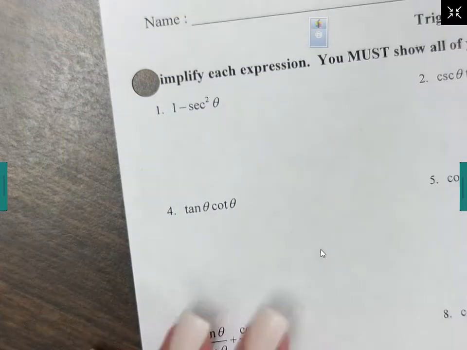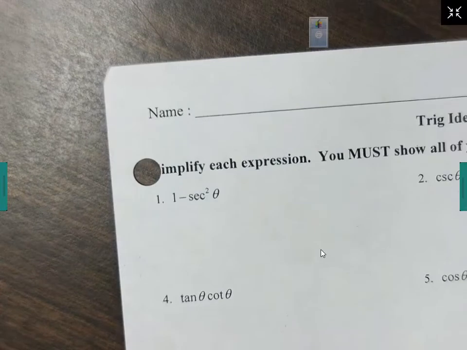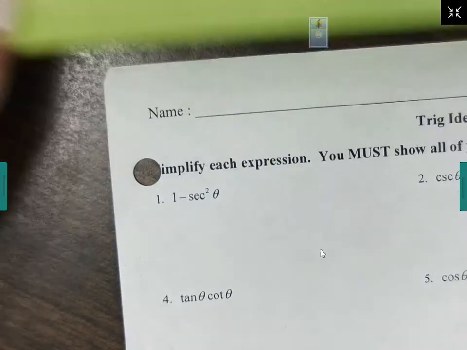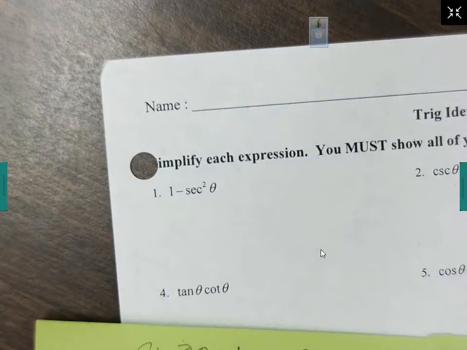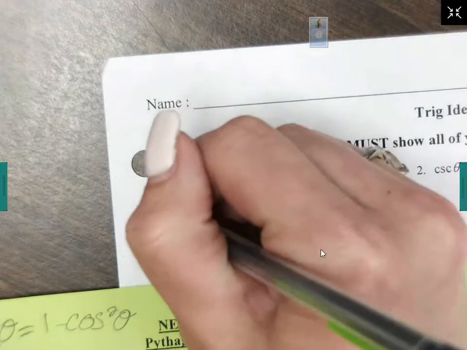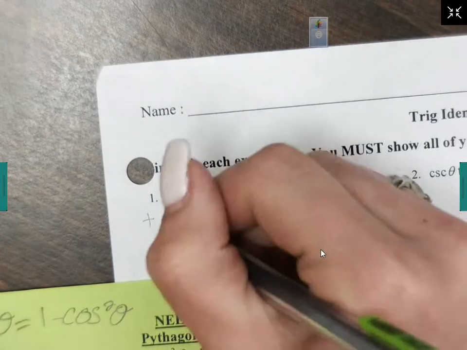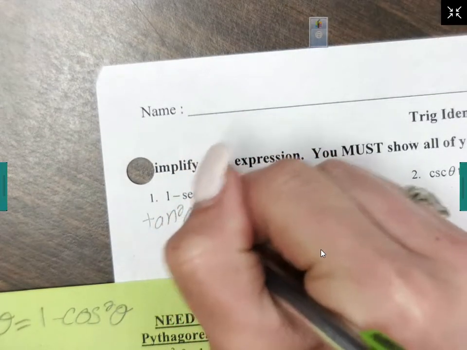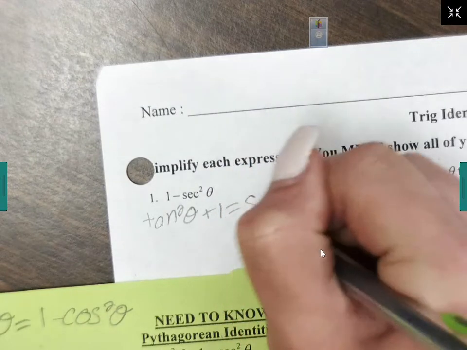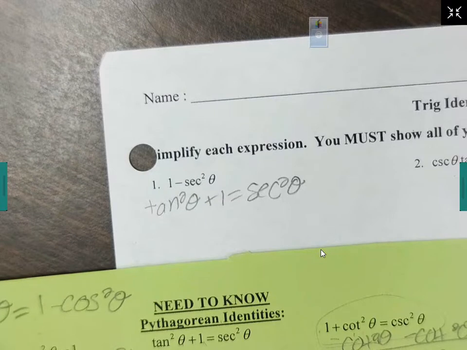All right, so on number 1, what I need for you guys to look at is that this is going to have something to do with one of our trig identities, okay? And which one do you think that's going to be? Right, tan squared. We know that the tangent squared of theta plus 1 is equal to secant squared of theta. Okay?